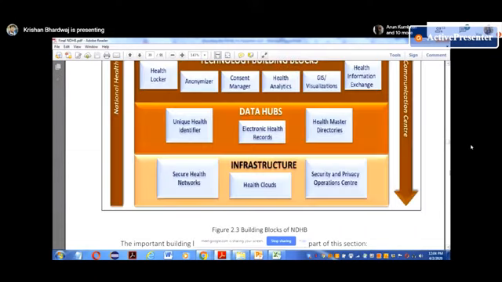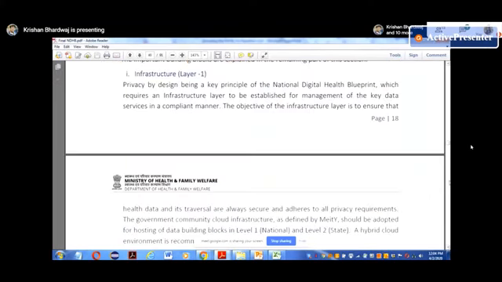So, sir, what I'm trying to do is project the report in a different perspective, because we have been talking about NDHB so long, but I think we should read each and every word of it carefully to see a different interpretation of that. Maybe that is their intention? Because they have clearly said here, the government community cloud infrastructure as defined by MeitY should be adopted for hosting of building blocks in level 1 and level 2. So is that the right intention or is that a mistaken fact? We should be discussing with the authorities. And if MeitY is going to do that, then you're right, we need not talk to MoHFW then.